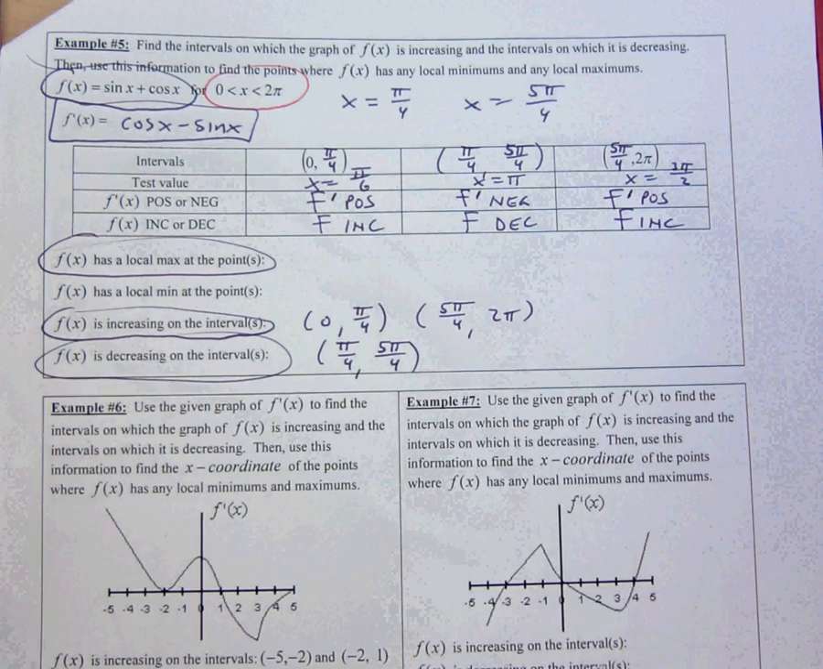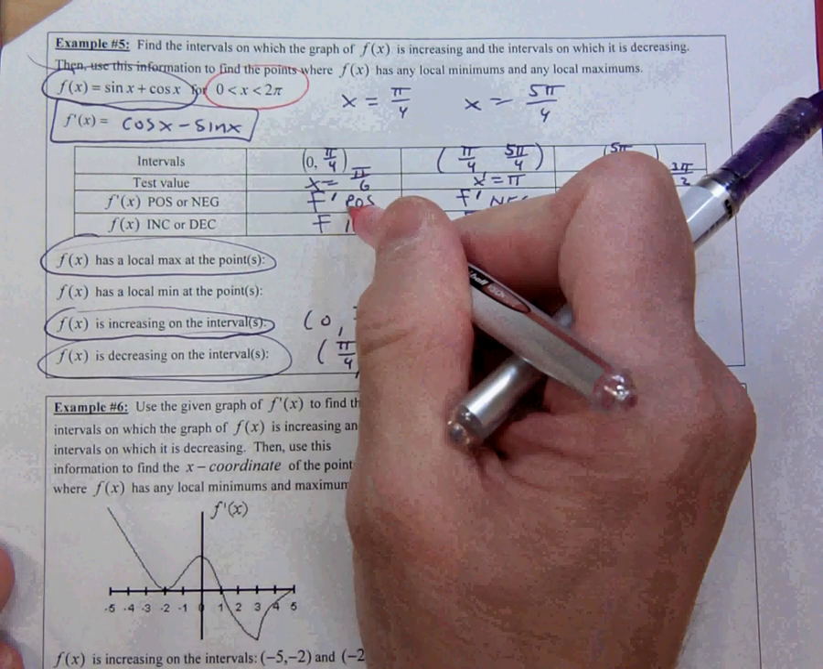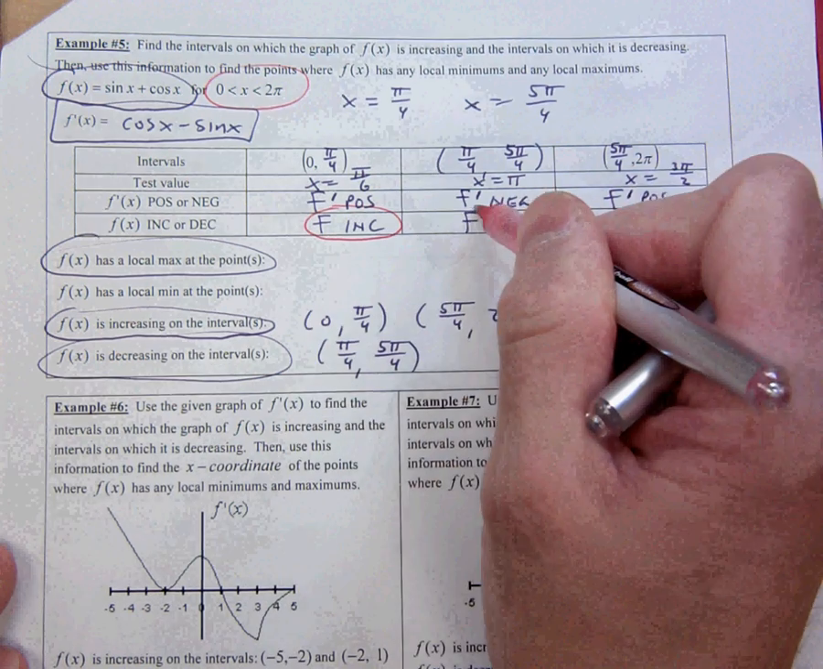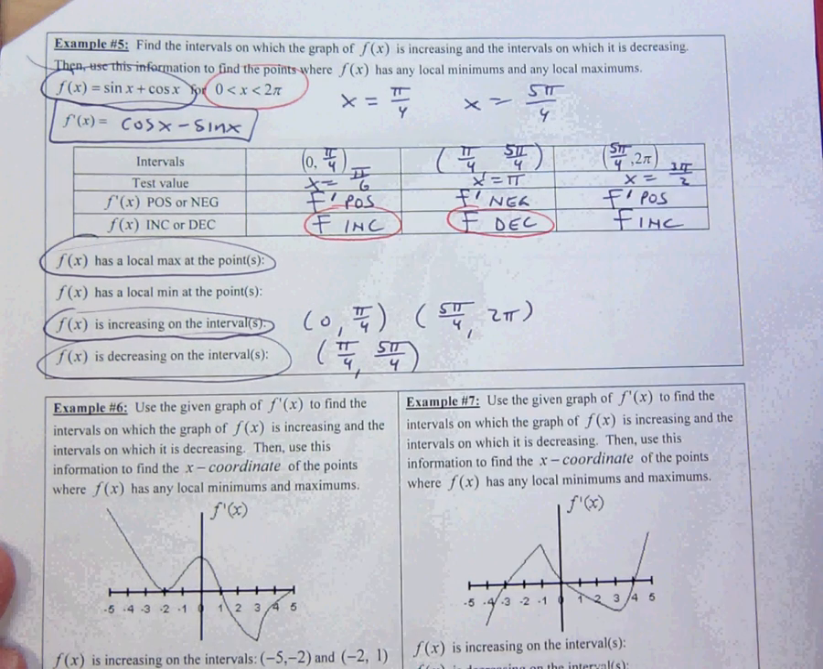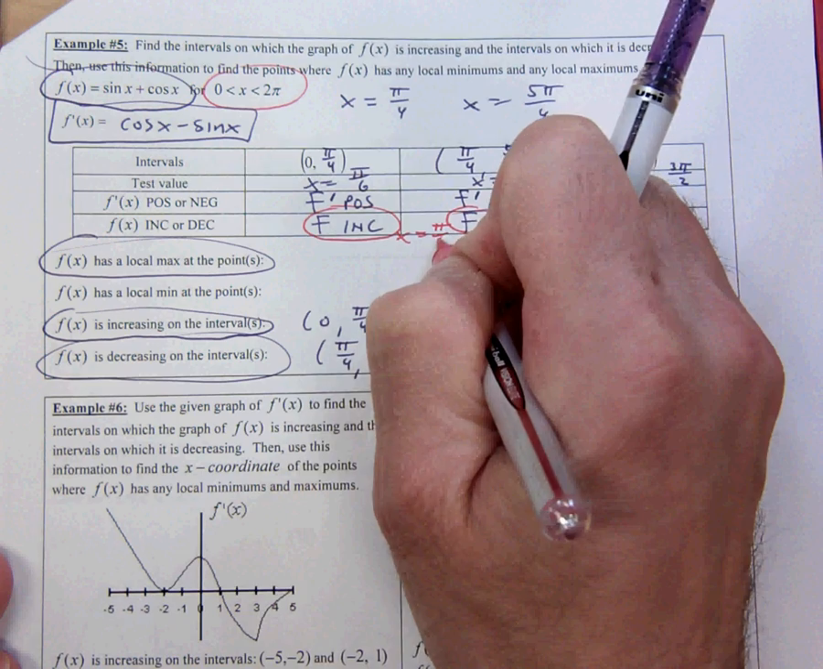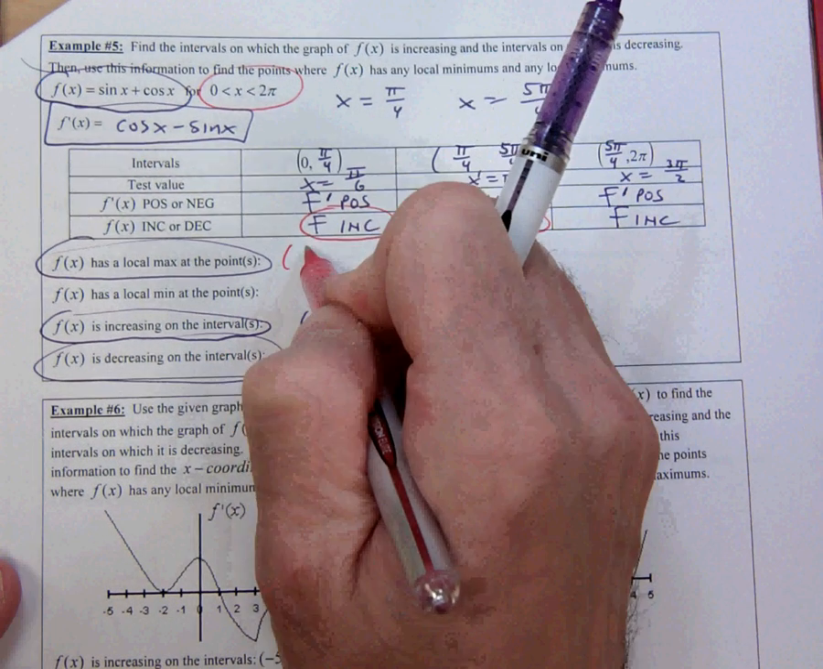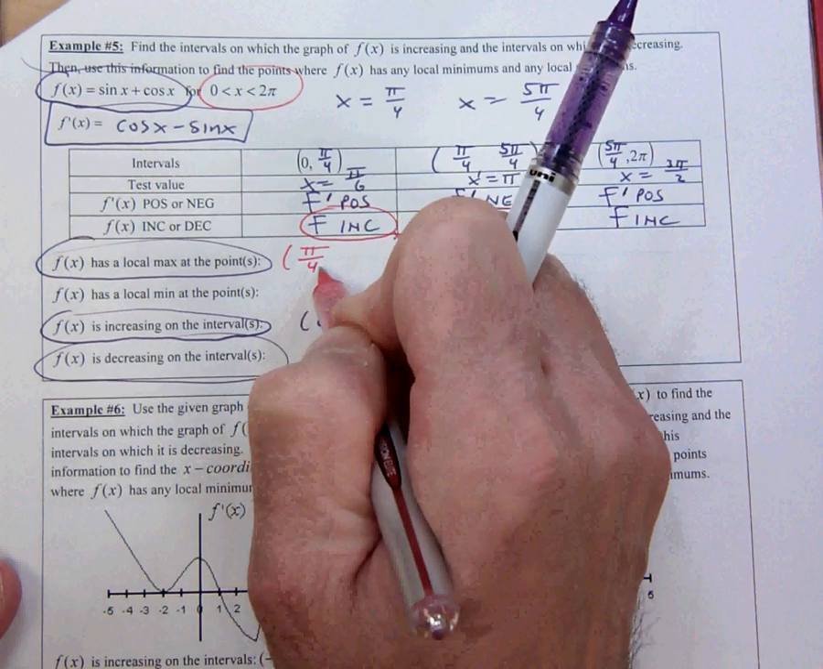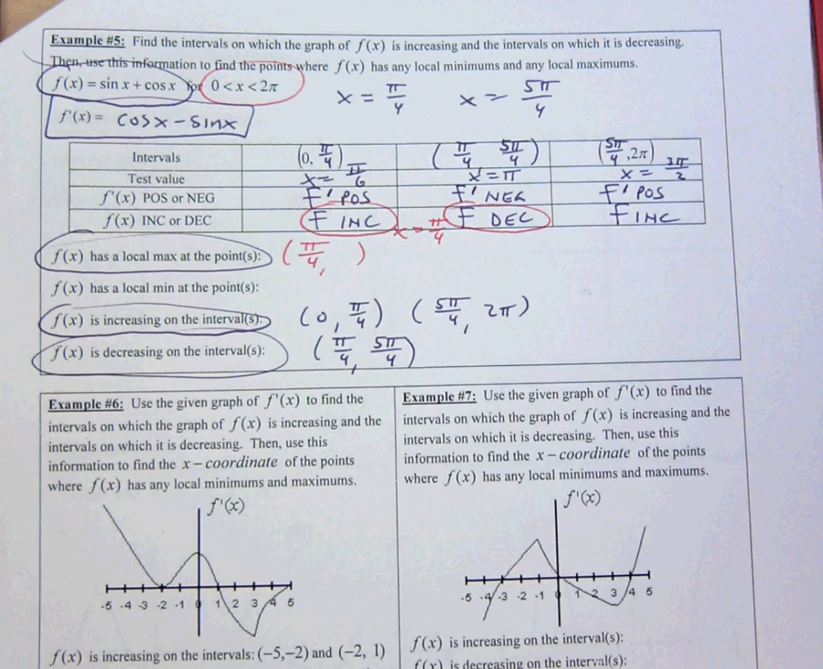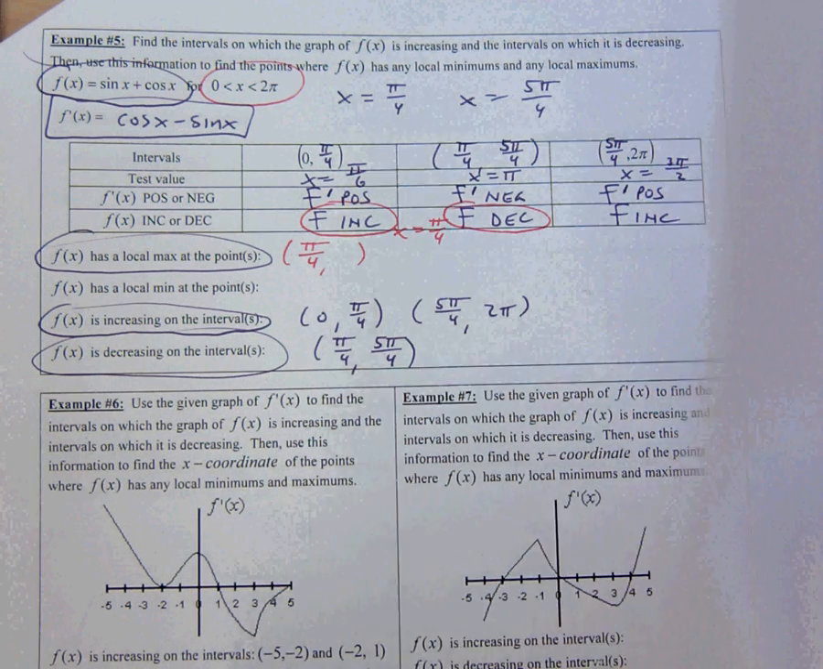Well, let's just look at it. Look at the table now. What happens here? F goes from what? Increasing to what? Decreasing. So it looks like f would have a hill at what? Pi over 4, and hills are local maxes. So at pi over 4 comma something. And how do I get the y value? Plug it into where? To the original? Yes?